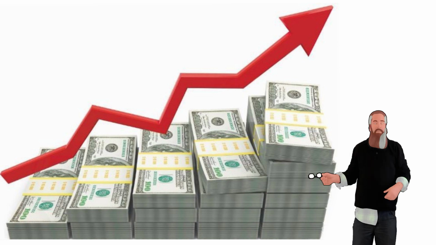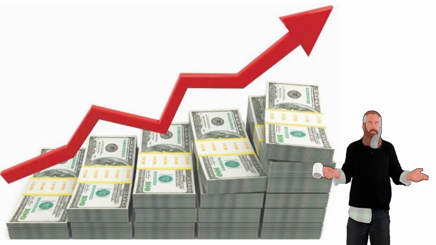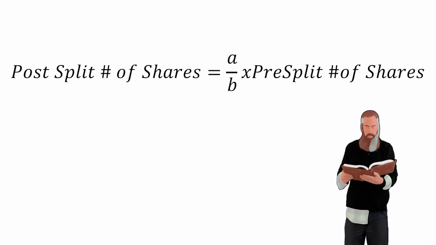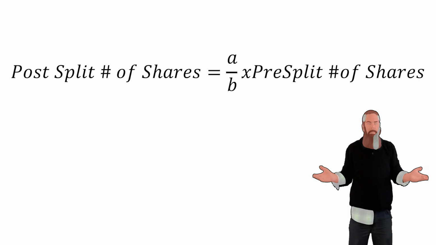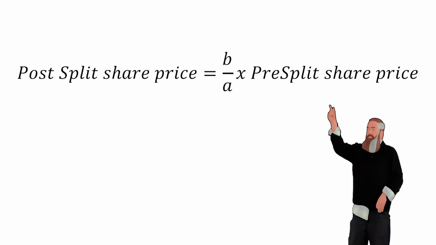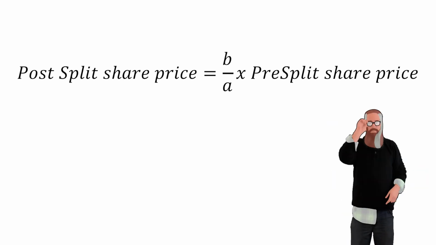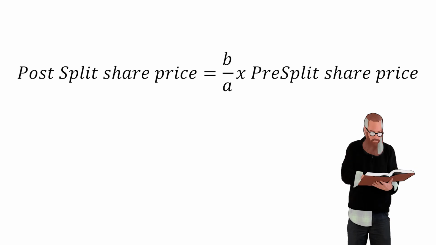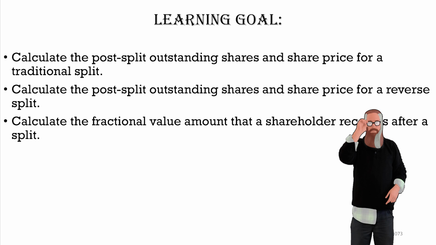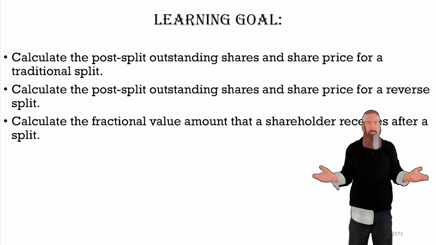In general, in any A for B split, you can apply the following formula. Post-split number of shares is equal to A over B times the pre-split number of shares. And the post-split share price is equal to B over A times the pre-split share price. Now let's calculate post-split outstanding shares and share prices.